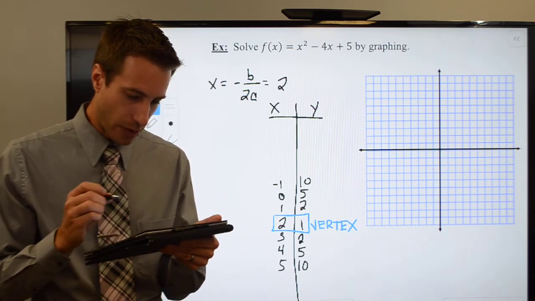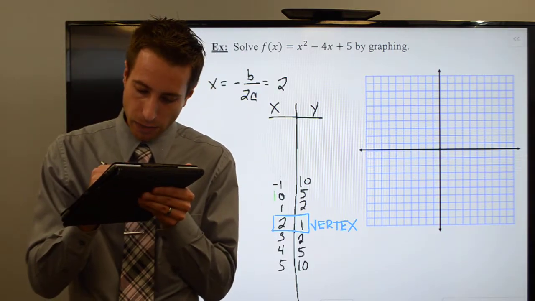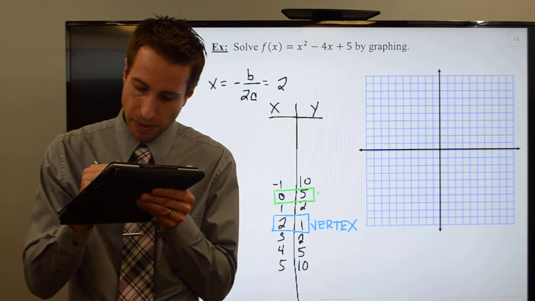All right, let's see here. What else am I looking for? Oh, that's right. Yep, check this out. Anytime x is 0, I know that that is going to be my y-intercept.